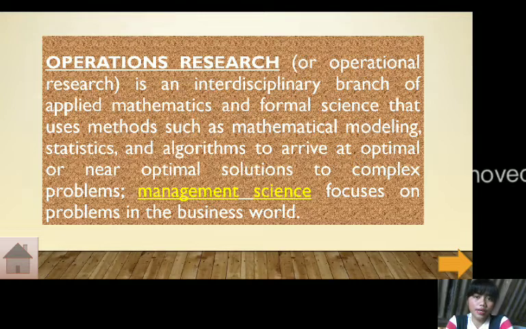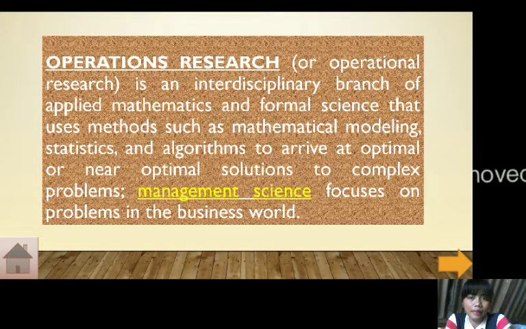Operations research, or operational research, is an interdisciplinary branch of applied mathematics and formal science that uses methods such as mathematical modeling, statistics, and algorithms to arrive at optimal or near-optimal solutions to complex problems. Management science focuses on the problems in the business world. So, it is sometimes considered to be a subfield of mathematical sciences.